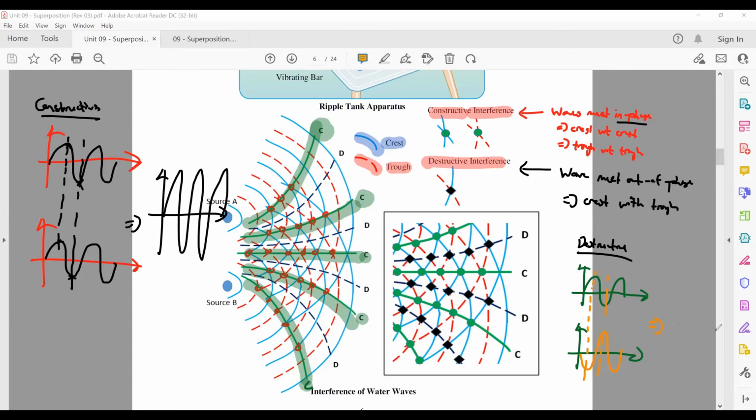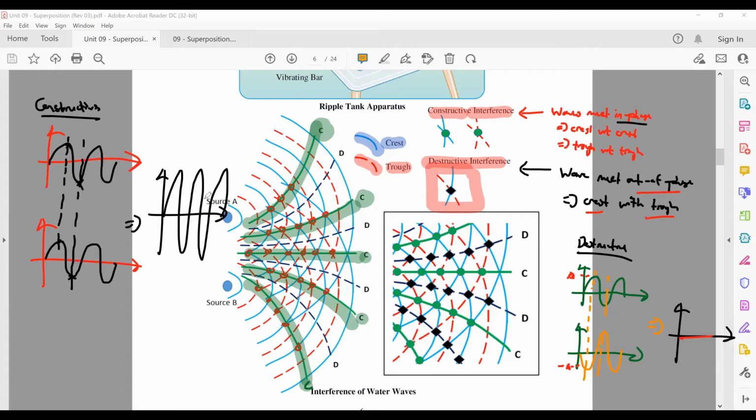So this one will in turn give me nothing, assuming that the amplitudes are the same. If this is amplitude A, and this one is also amplitude A, when they meet, they cancel each other off, completely. So you get nothing. When they meet out of phase, crest meets with trough. That will mean that if a solid blue line meets with a dotted red line, that is where you expect to see destructive interference.